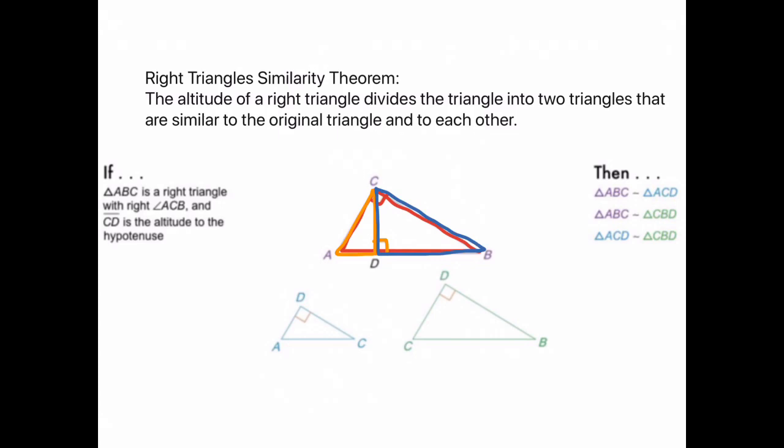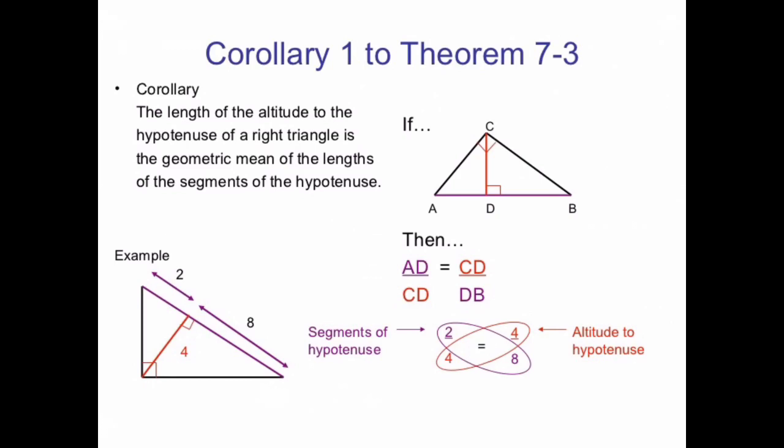From that theorem, we get two corollaries, and a corollary is just something that follows right along after. The first corollary talks about that altitude that you draw in the right triangle, which I've highlighted here in red. What it says is that the length of that altitude is the geometric mean of the lengths of the segments of the hypotenuse. This altitude breaks the hypotenuse into two pieces, one piece here in blue and one piece here in yellow. And the altitude, A, is the geometric mean of those two pieces.